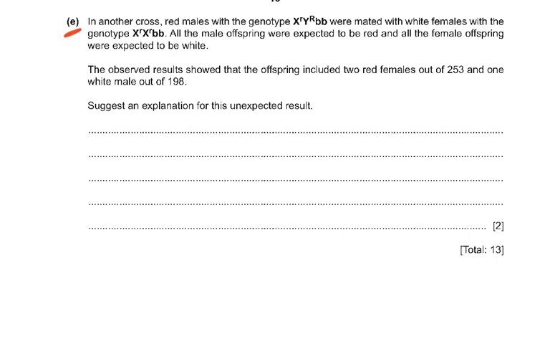Then part E of the question. In another cross, red males with the genotype X^r Y^R BB were mated with white females with the genotype X^r X^r BB. All the male offspring were expected to be red and all the females expected to be white. The observed results show that the offspring included two red females out of 253 and one white male out of 198. Suggest an explanation for this unexpected result. Very simple. Unexpected means it's a mutation.